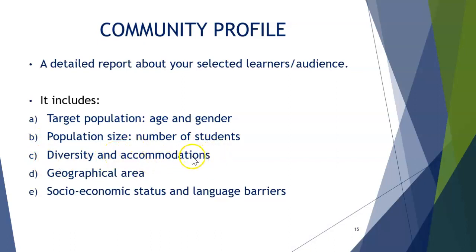And then accommodations. Are there any special needs individuals? Are there individuals that may need extra help during the presentation? So look into accommodations. Geographical area, where are they located exactly? That's important to know. Is it in a fluoridated area? Is it in a non-fluoridated area? When you do your needs assessment, you'll learn about their socioeconomic status and then figure out if there's any language barriers. Will you need a translator to help out with the presentation?